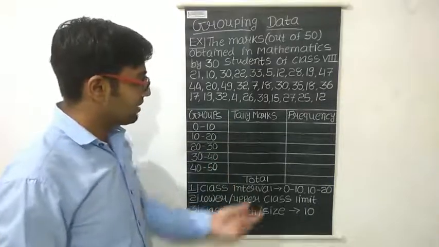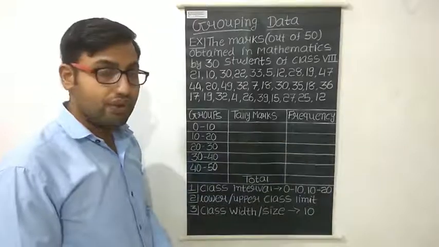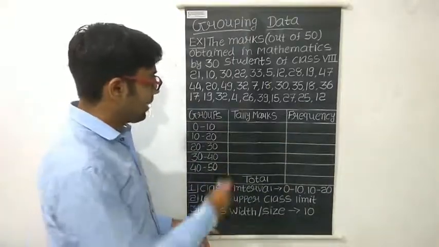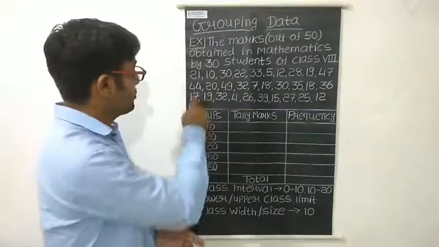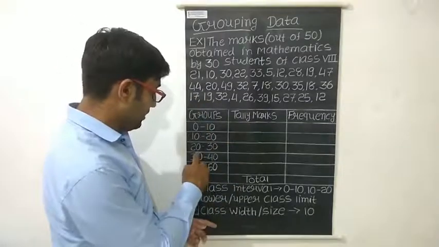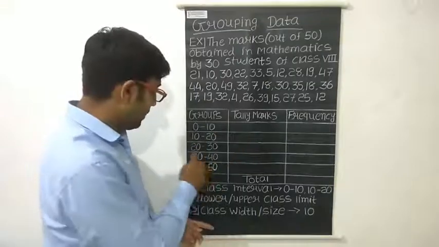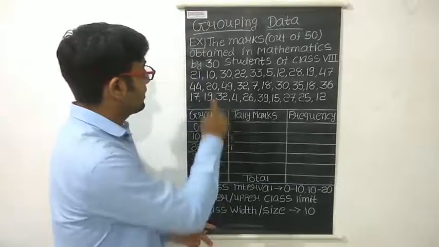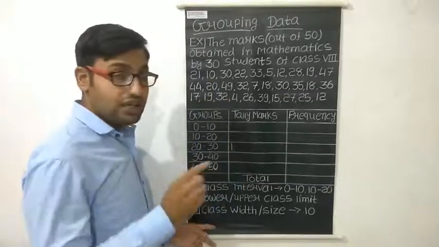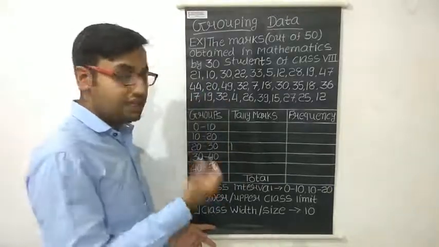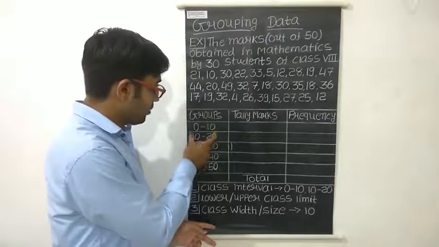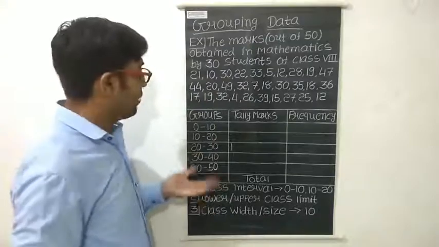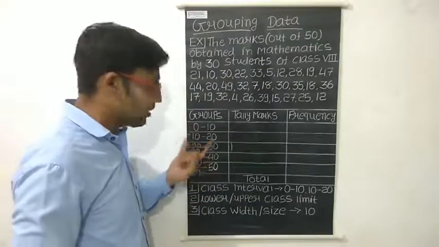The second column is of tally marks and the last one is of the frequency. So let us first of all indicate all the marks using tally marks. The first one is 21. So 21 is in between 20 and 30, so we have to put one tally mark here. Right? The second one is 10. See here, 10 appears in both these groups, 0 to 10 and 10 to 20. So the question is, where to put this 10, in this group or in this group?